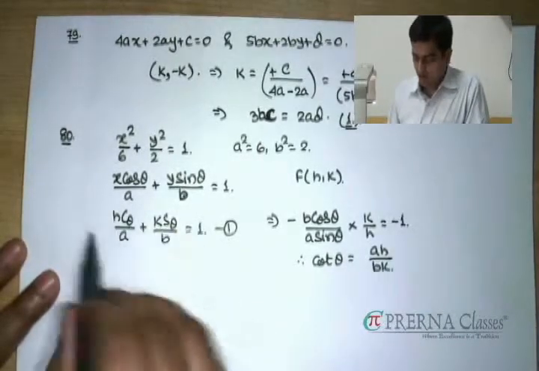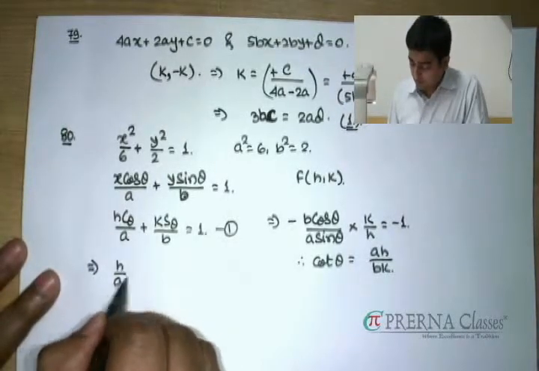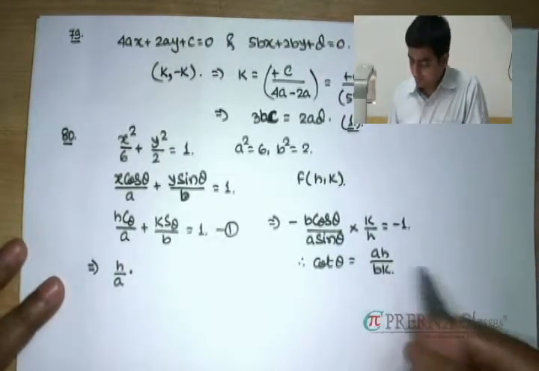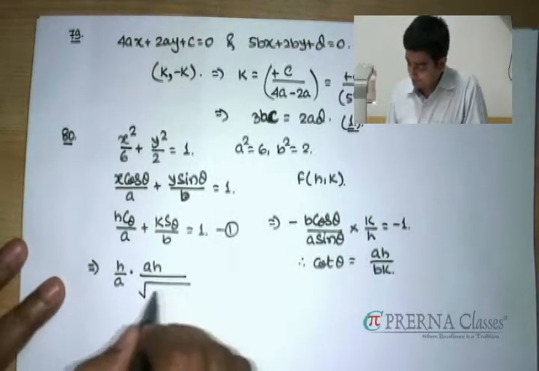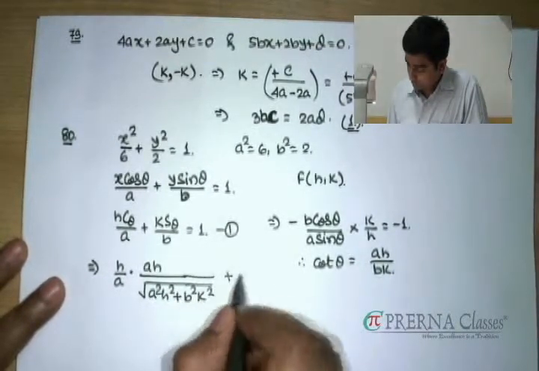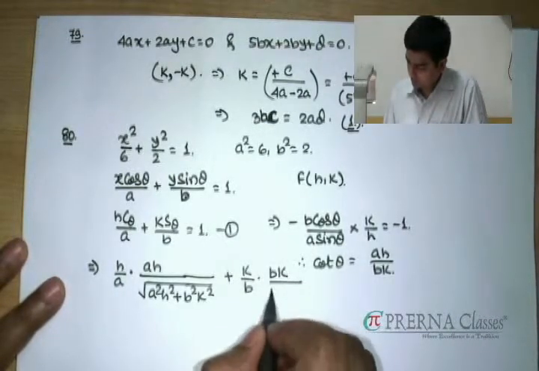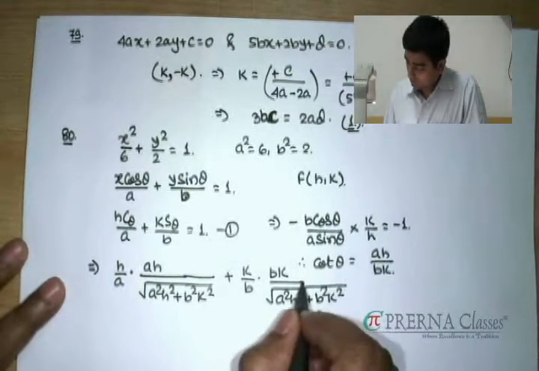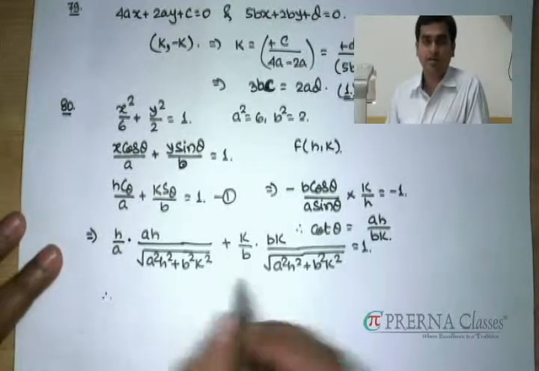All you need to do is eliminate cos and sine from this equation without introducing any third parameter. That you can manage in this manner, since cot is AH by BK, treating it as B by P. This is what is the required locus.